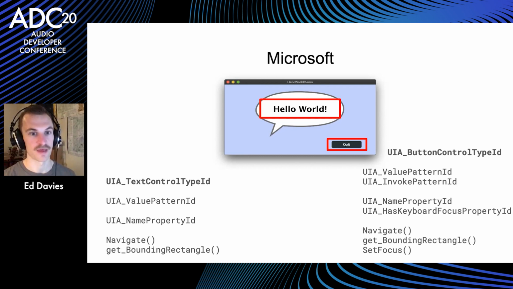And then we have some property IDs, so name and keyboard focusable for the button, and just some methods as well that are useful here. So navigation between siblings and parents and children, the bounding rectangle, and also for setting focus for the text button.